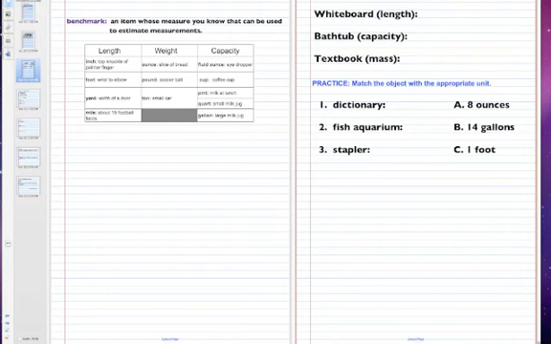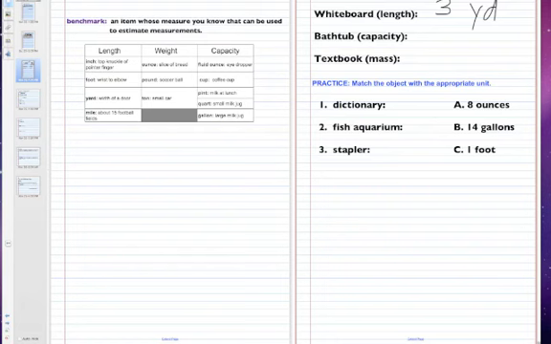A mile is about 15 football fields. That's far too large. So I think a yard would be a great benchmark. And when I'm looking at that whiteboard and comparing it to the width of a door, I would maybe guess that it's 3 yards.